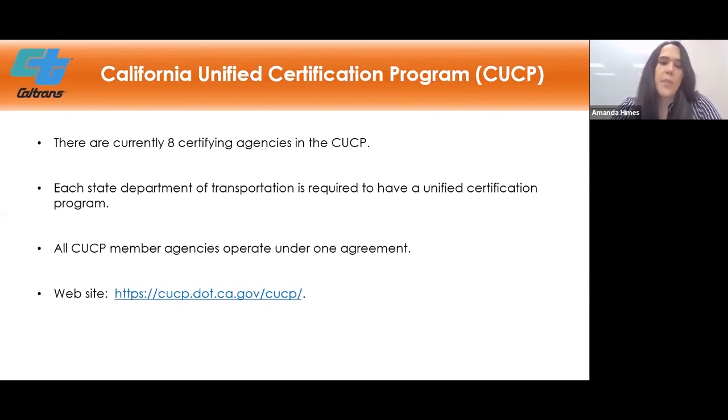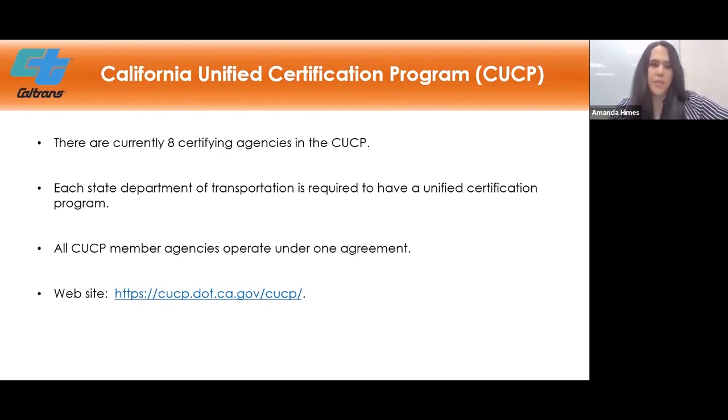And then the CUCP member agencies throughout California operate under the one agreement. And if you wanted to go to the website, it's listed there below. And again, we're going to send you this presentation so you'll be able to click the links throughout to make it a little bit easier to find the information that we're going over today.